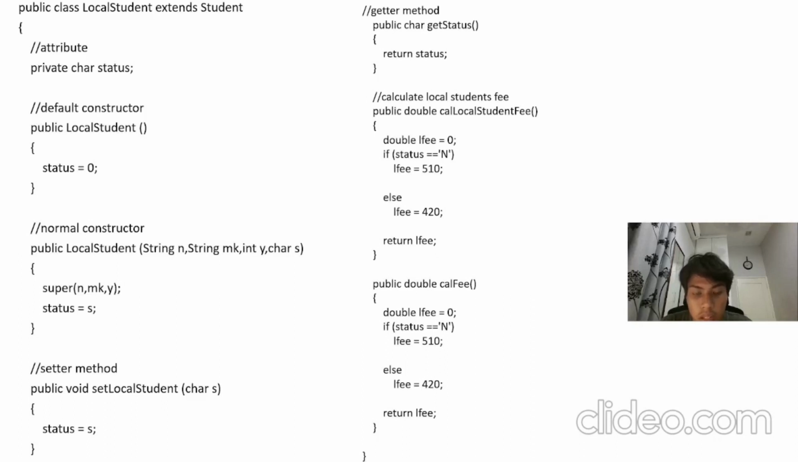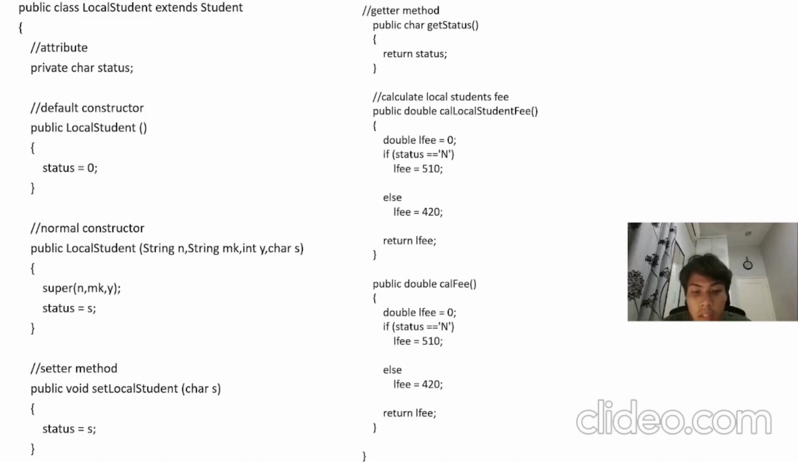For the next slide, these are the subclasses that extend the student class. It adds additional functionality specific to local students. The local student class extends the student class, which means it inherits all the attributes and methods of the student class. It introduces an additional attribute, status, to represent the status of the local student.